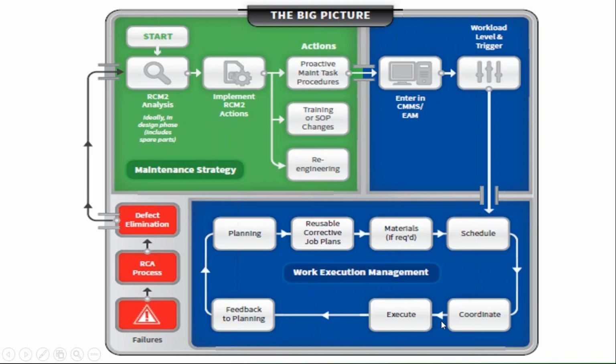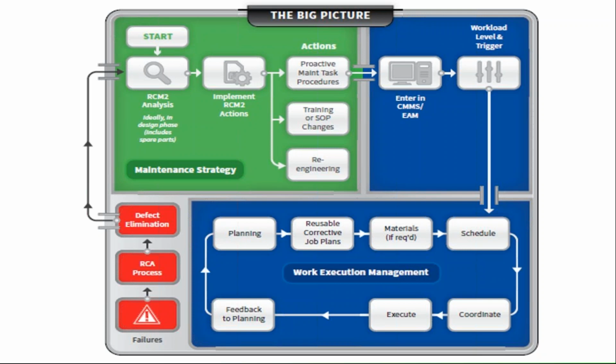So I wanted to share kind of a big picture with you in starting this out. If you look in the green section on the upper left, basically, how do we define our PM program? Preventive maintenance, predictive maintenance, time-based maintenance, and so forth. And out of that, we come out with proactive maintenance task procedures. We put those into SAP, Maximo, whatever system you have, and we trigger them out. Hopefully we workload level them so that we don't have them all coming out at the first of the month or the first of the week. They're balanced across the labor availability. And then we schedule those.